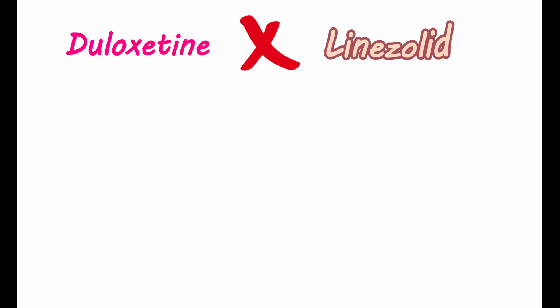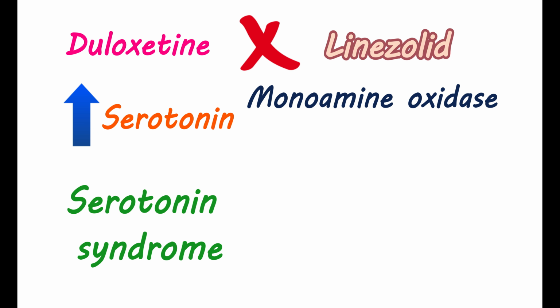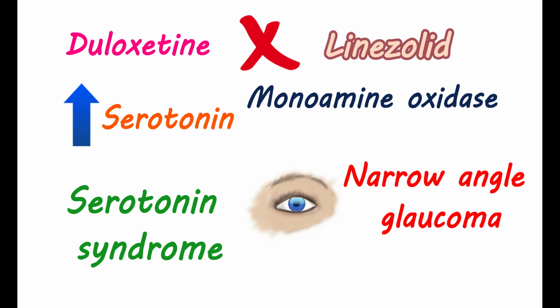When to avoid. Duloxetine is not recommended with an antibiotic called linezolid. This antibacterial agent shows the mild inhibitory activity of one enzyme, monoamine oxidase. This reduces the metabolism of monoamines like serotonin, leading to their elevated levels. When linezolid is combined with duloxetine, it can precipitate serotonin syndrome. Therefore, it should be avoided. Duloxetine is also not recommended in people with narrow-angle glaucoma as it increases intraocular pressure.